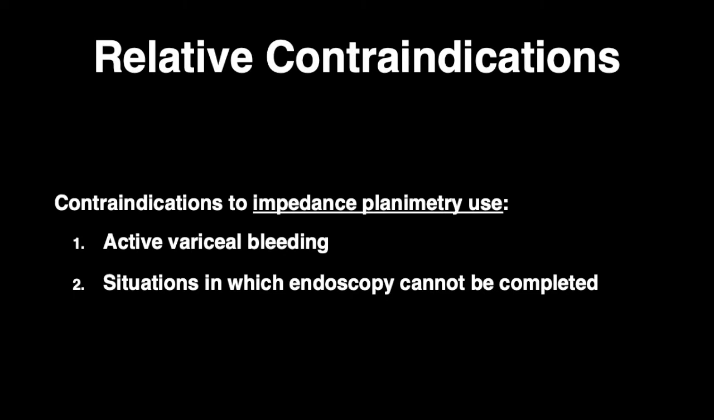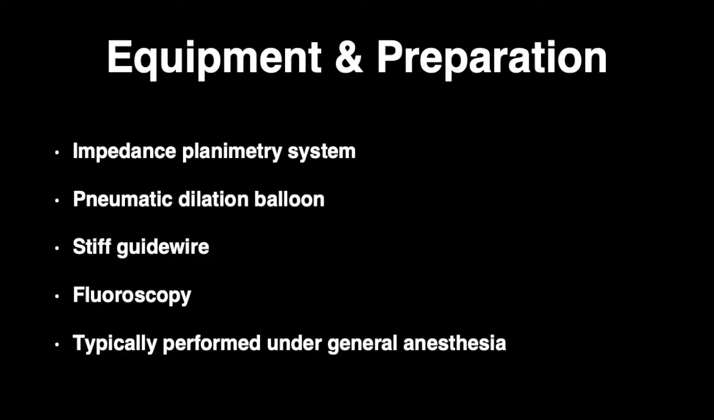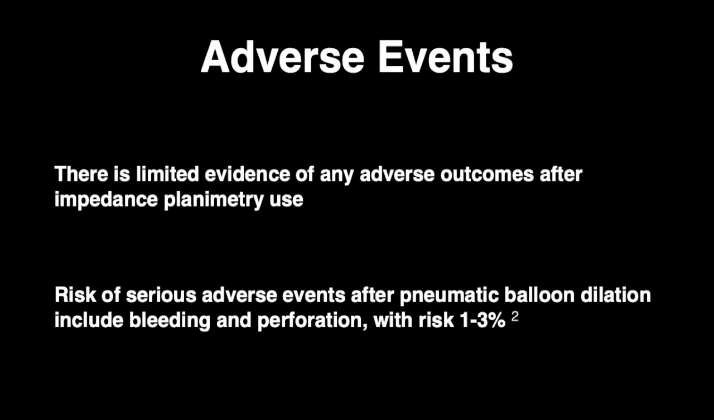Relative contraindications to use of an impedance planimetry system include active variceal bleeding and situations in which endoscopy cannot be completed. The equipment and preparation important for this procedure includes the endoscope, the impedance planimetry system, pneumatic dilation balloon, stiff guide wire, and fluoroscopy. This procedure is typically performed under general anesthesia. There is limited evidence of any adverse outcomes after impedance planimetry use.